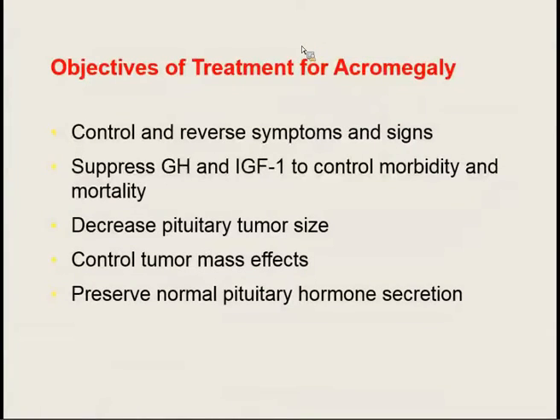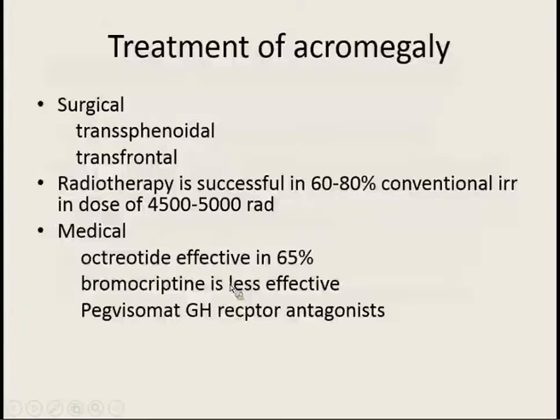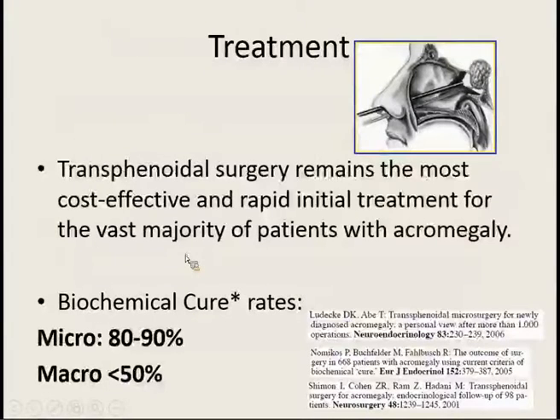So again, the objectives are to control and reverse the symptoms and signs, suppress to normal the growth hormone and IGF-1 levels, control the mass effects and preserve the pituitary function. We talked about the options here. Transsphenoidal surgery remains the most cost-effective and rapid initial treatment.